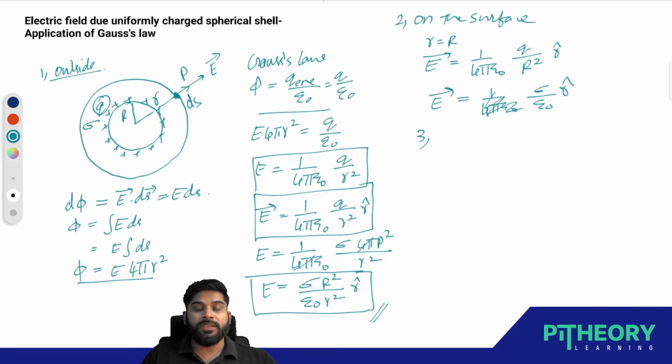The third point, what is that we have to see? A point inside. Okay, the point we are considering is inside. So here, this is actually the simplest case. What is the simple case actually? They have the spherical shell we are seeing.